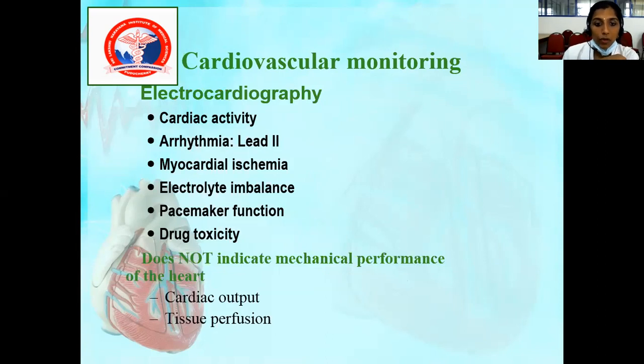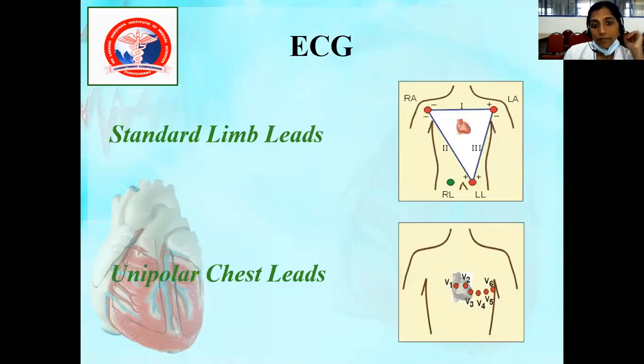So we'll just discuss electrocardiography. Okay, so with electrocardiography, what all can we detect: the rate, rhythm, any arrhythmias, any signs of ischemia, electrolyte imbalances, any drug toxicity like digoxin toxicity, etc., and the function of the pacemaker. So we have standard limb leads, unipolar chest leads, and bipolar leads. So these are the standard limb leads, left arm, right arm, and left leg.